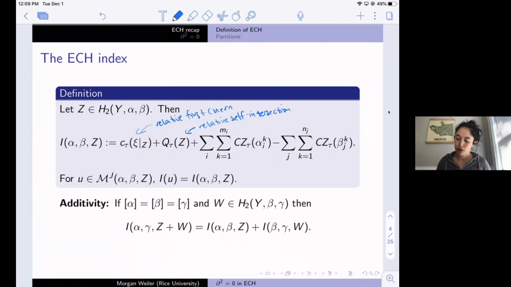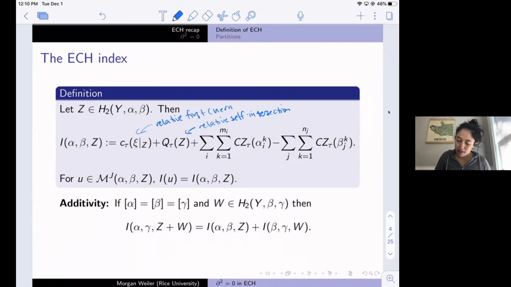And for the Q term, you compute the self-intersection of this representative, again forcing the representatives to be constant along the ends. And then you add this sum of Conley-Zehnder indices. And then we can also talk about, if I have a curve in the moduli space with ends at alpha and beta in the class Z, the index of that curve, and that index is defined as the index at alpha, beta, Z.